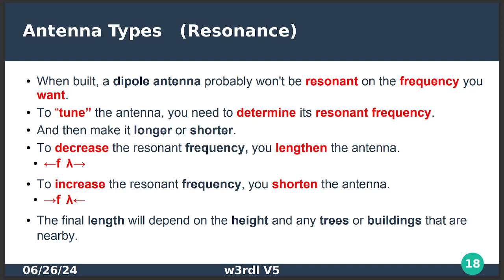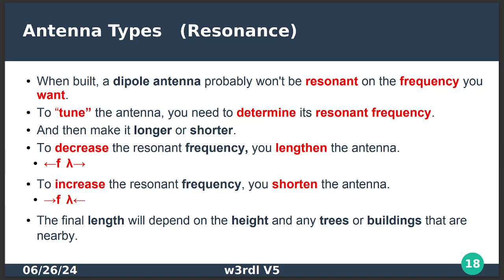But trees, particularly metal things, so a lot of people use chain link fence top rail for a mast for their antenna, and that's okay, but there has to be a little bit of distance between the mast and where your antenna begins or ends. So you have to have a little bit of distance there.